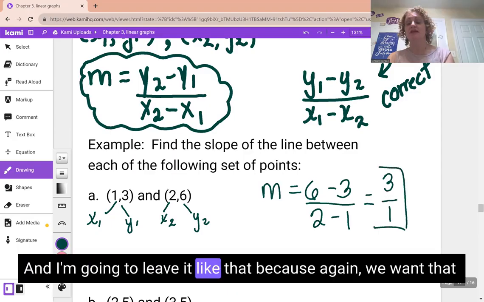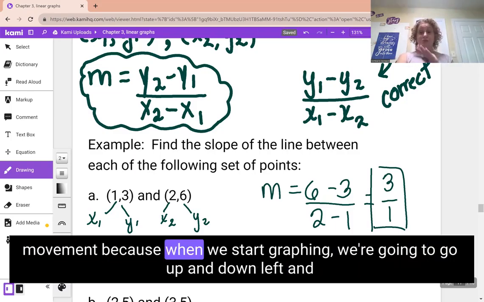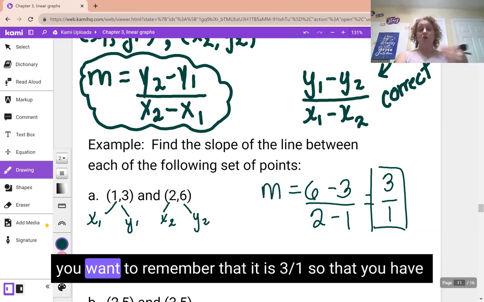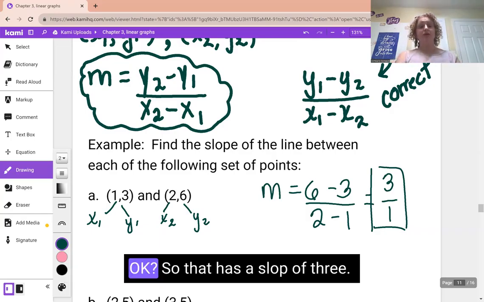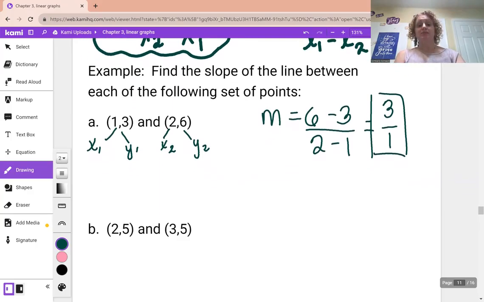And I'm going to leave it like that because, again, we want that movement. Because when we start graphing, we're going to go up and down, left and right. A lot of times if someone just writes it as 3, you want to remember that it is 3 over 1 so that you have that horizontal movement to the right of 1. So that has a slope of 3. Let's go to the next one.